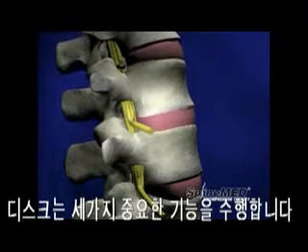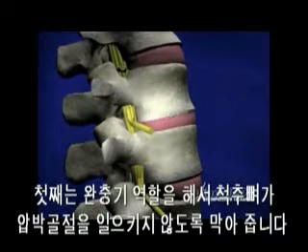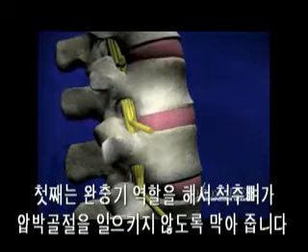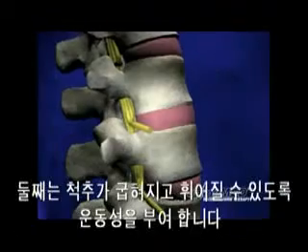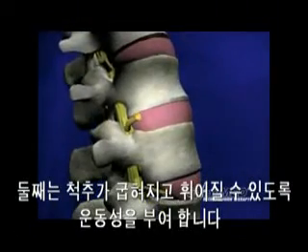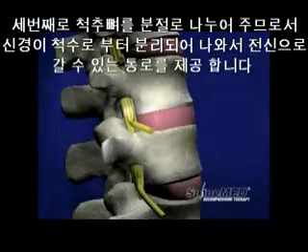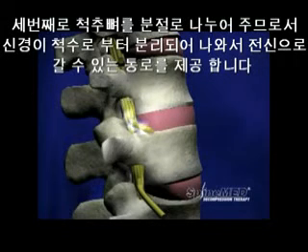The discs serve three primary functions. They act as shock absorbers to prevent compression fractures of the vertebrae. They provide mobility to the spine, allowing it to bend and twist. And they separate the vertebrae, allowing nerve roots to branch off from the spinal cord and travel to the rest of the body.